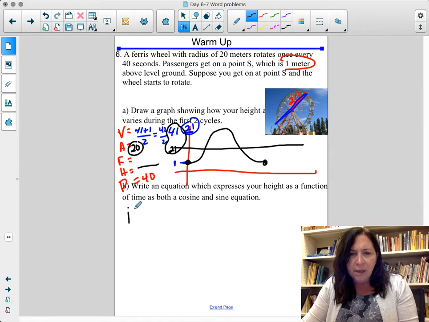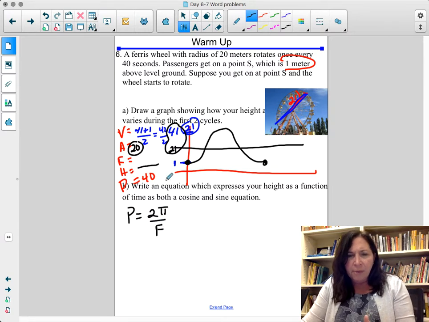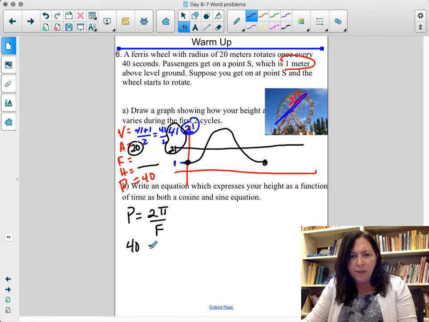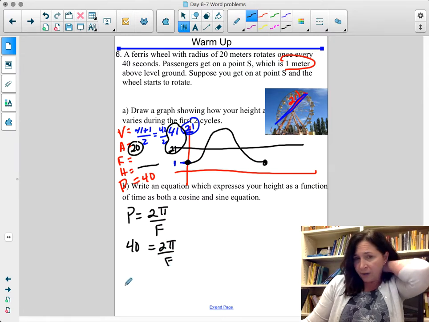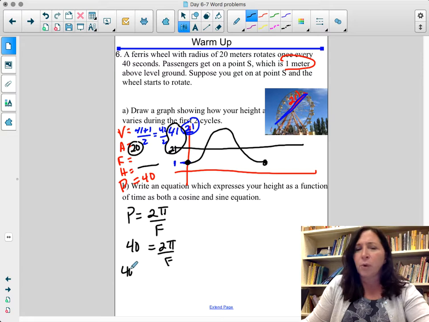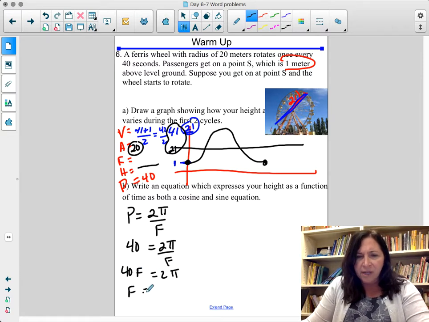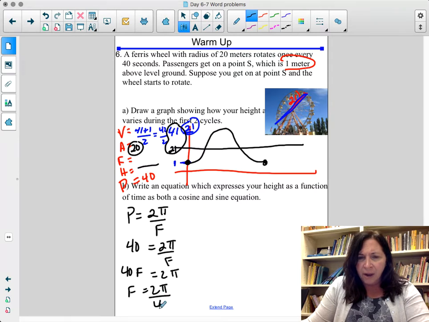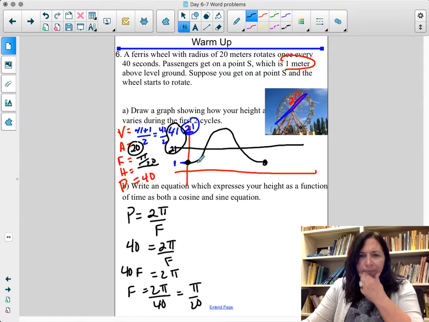So period is equal to 2 pi over the frequency. My period's 40, so I'm going to go 40 is equal to 2 pi over my frequency. I'm going to cross multiply. I get 40 times my frequency equals 2 pi. My frequency equals 2 pi divided by 40, which is pi divided by 20. So my frequency is pi over 20.